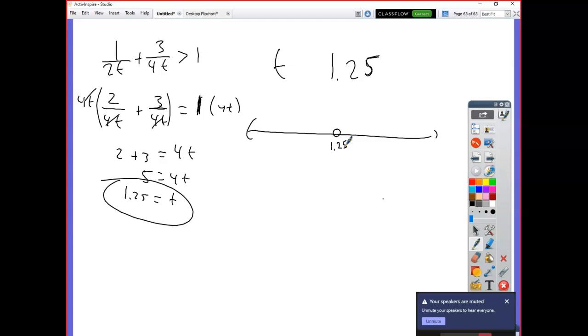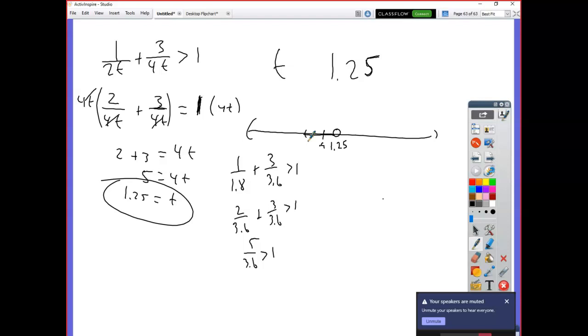All right, 0.9. 1 over 2 times 0.9 is 1 over 1.8, plus 3 over 0.9 is 3.6, is greater than 1. Common denominator gives me 2 over 3.6 plus 3 over 3.6 is greater than 1. I can combine, I get 5 over 3.6 is greater than 1. Is that true? Yes, because the top's bigger than the bottom, right? So that's true. So it's got to be true at 0.9. So I'm going to assume I draw it this way, correct? I should check the right-hand side just to be sure.